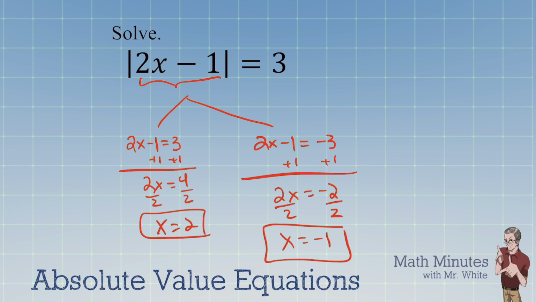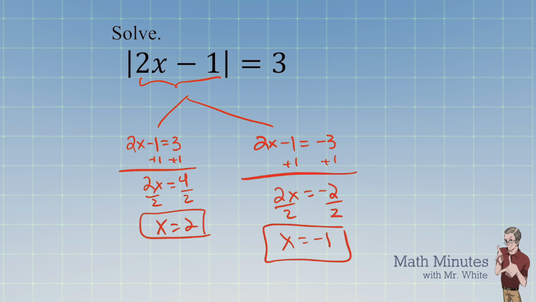We often get completely different numbers, and in fact, they can both be positive, they can both be negative. You don't even have to have one positive and one negative. Just know that you're going to get two solutions.